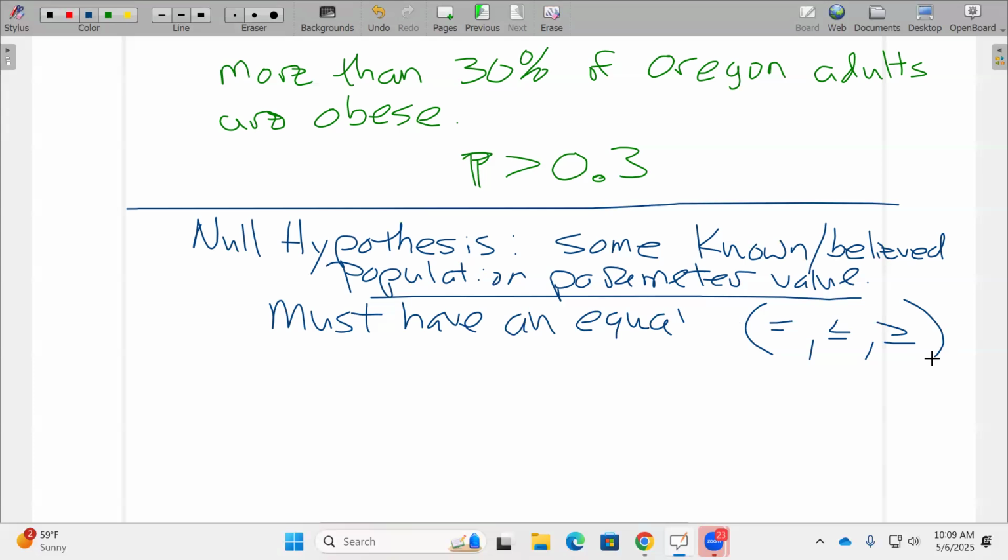Can you do hypothesis tests with other kinds of statistics like medians and standard deviations? Yep, we don't have time to do all this.